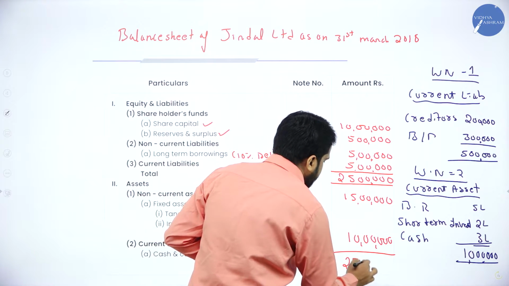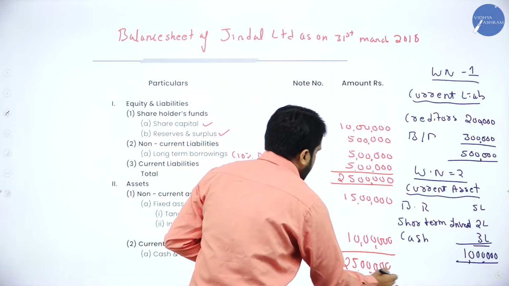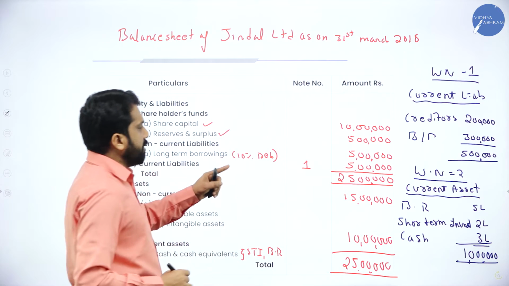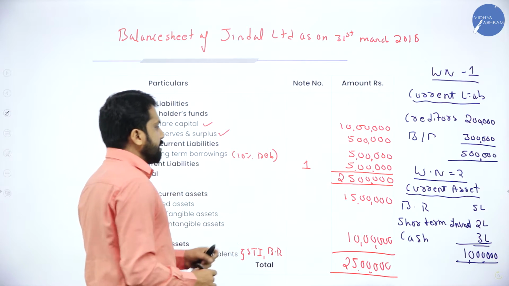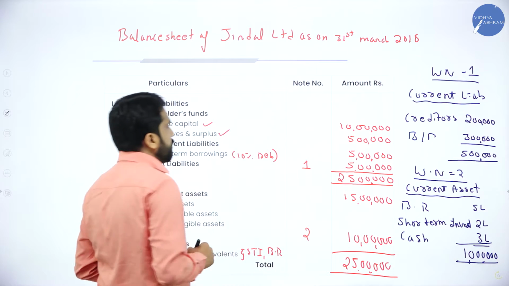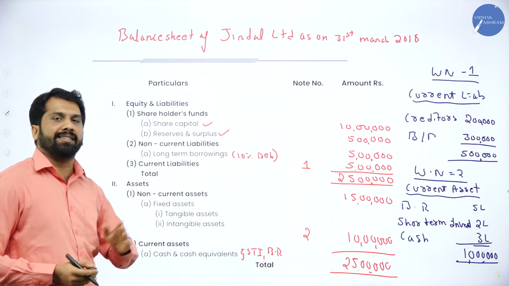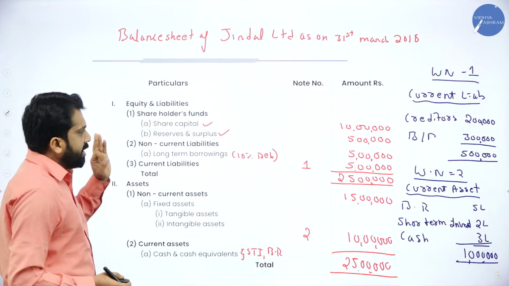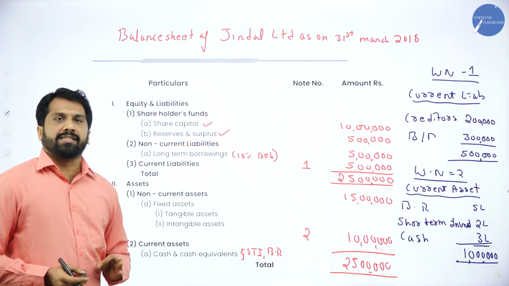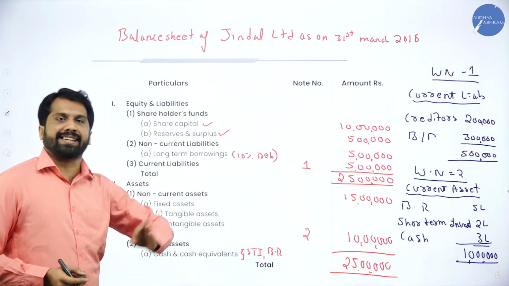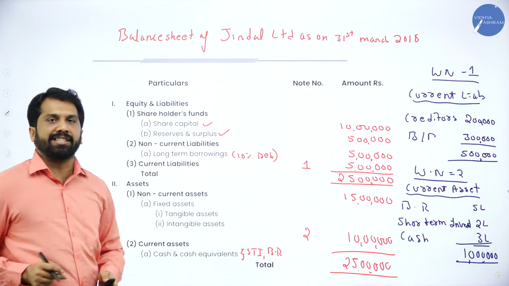Your answer is done. 25 and 25. This is as per working note 2. So this is your complete 6 marks question with answer. Whether your income statement is easy or balance sheet is easy, yes, your balance sheet is dead easy. Clear? We'll go for the next problem.